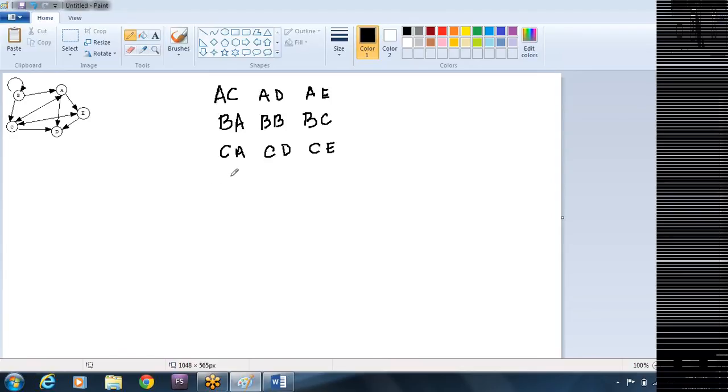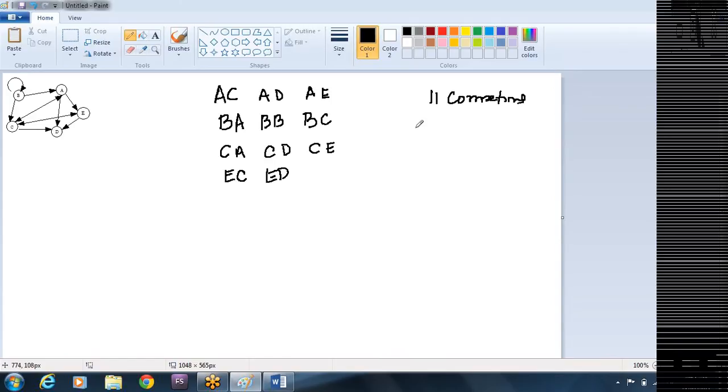Now with D. If you see, this is D, and D is by itself. D is not connected to anything, so you don't have to write anything. Now E. Is E connected to anything? E is not connected to A, E is not connected to B, but E is connected to C, and then E is connected to D, and is E connected to E? No. So if you count this, there are 11 connections.